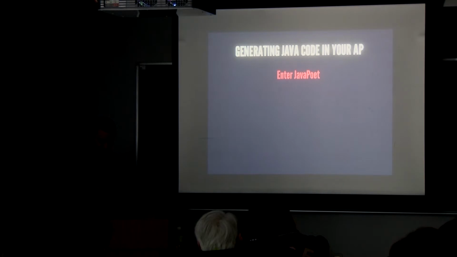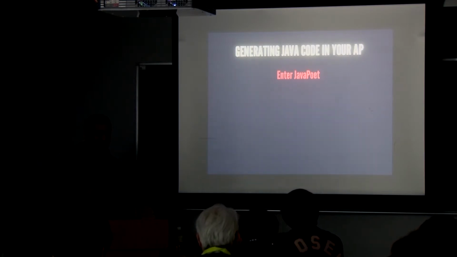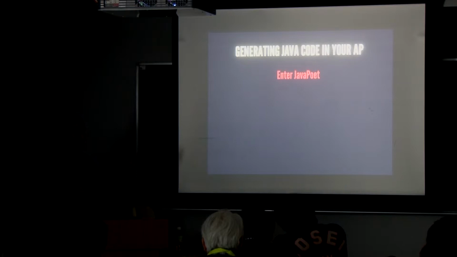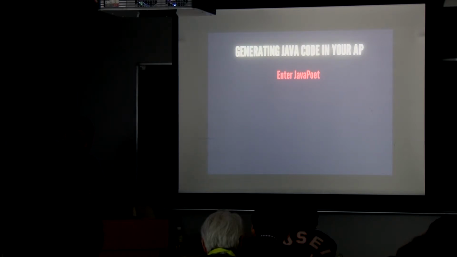So how do you actually generate code once you are in the annotation processor? Luckily, there is this library. It's called JavaPoet, and it's from Square. Before that, there was something else called JavaWriter, but it's been superseded by JavaPoet. JavaPoet does exactly what JavaWriter did and more, and provided a better API.